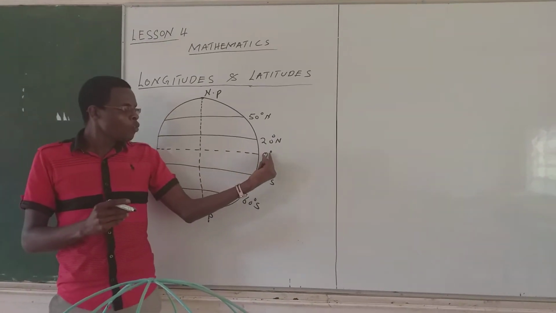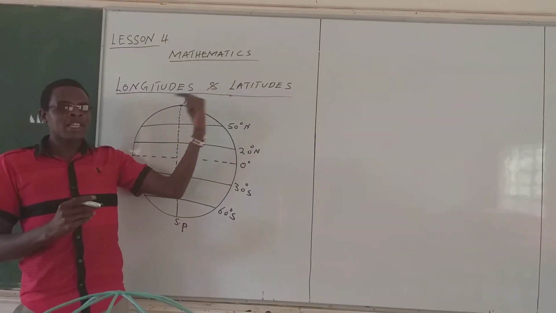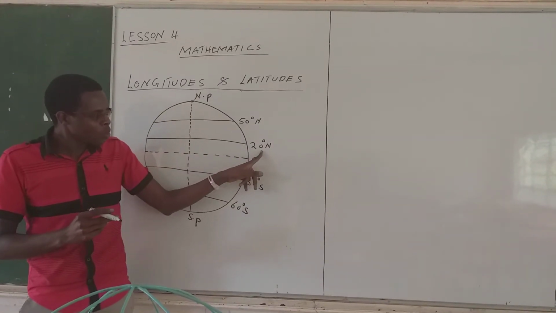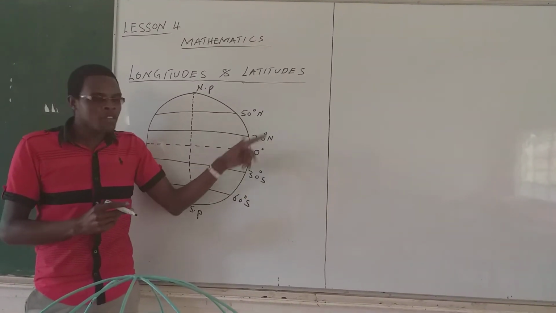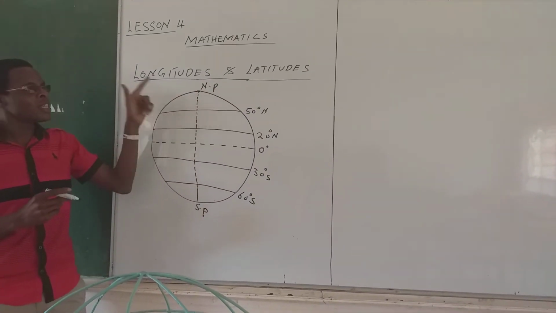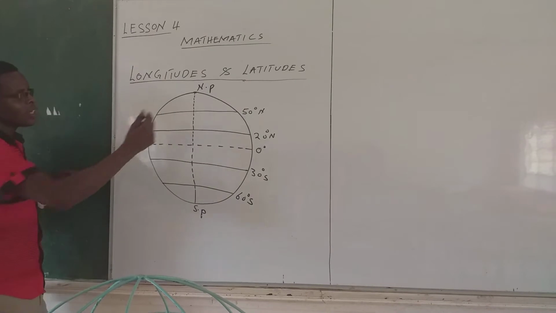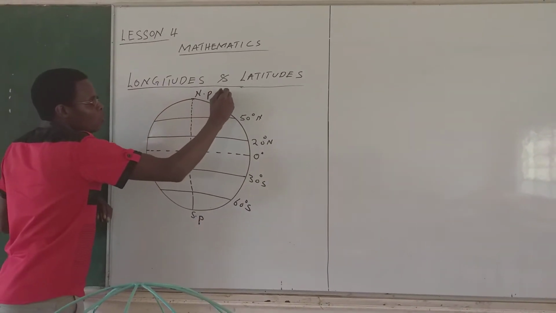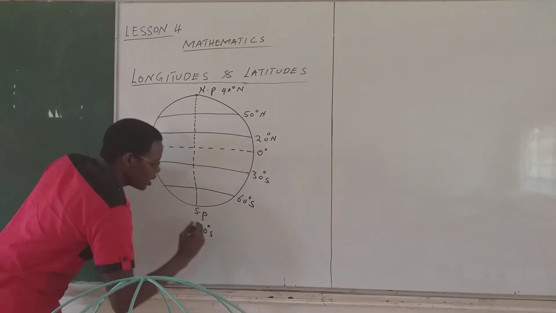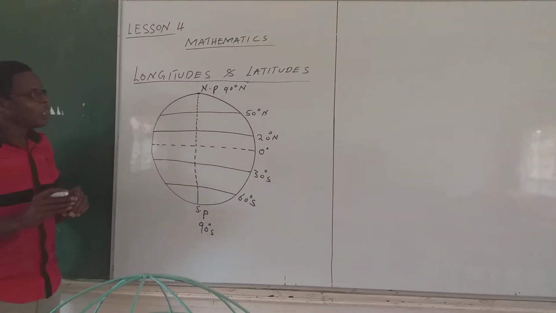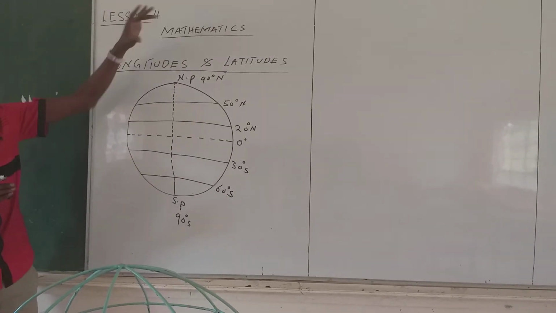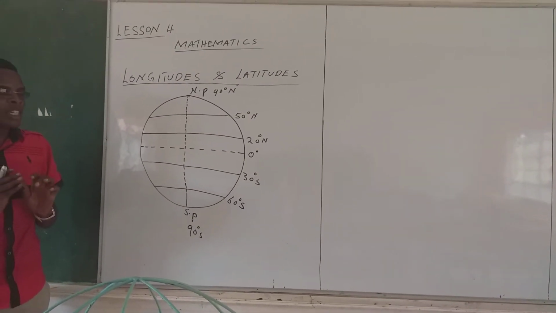Then, the moment we move from the equator upward, we have 20 degrees north, 50 degrees north, we might have 70 degrees north, but the highest is 90 degrees north. At the north pole we have 90 degrees north, and at the south pole we have 90 degrees south. That is the major difference you can see when we talk about the north pole and the south pole.